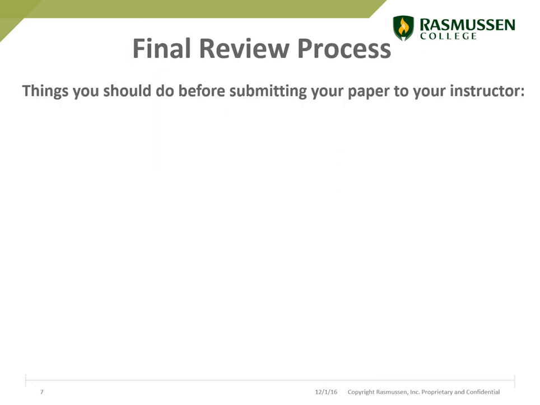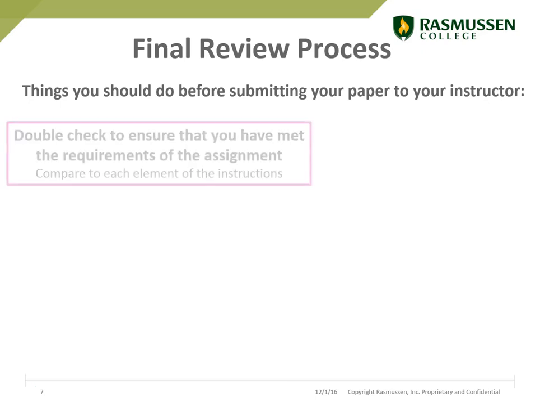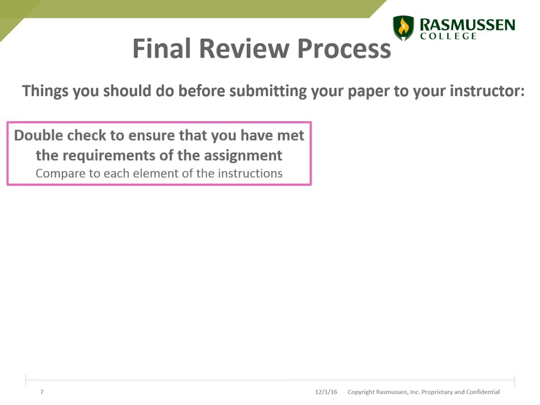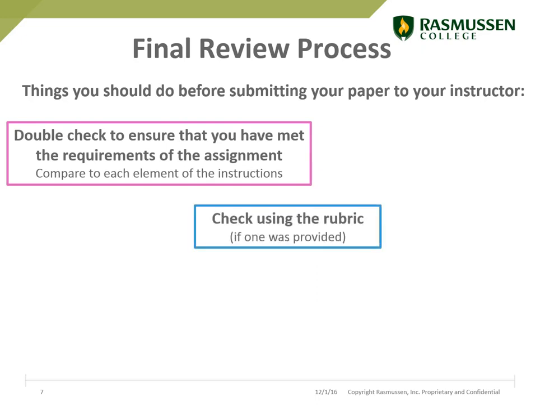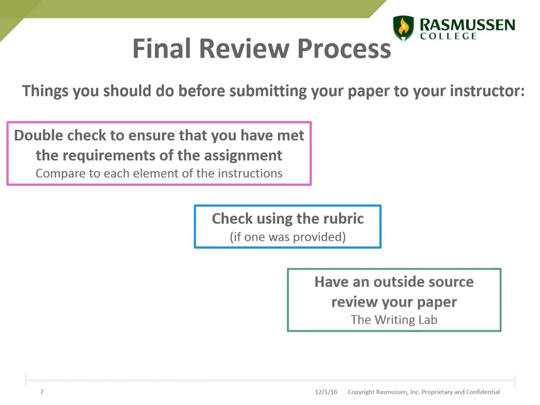Okay, now it's time for the final review process, and there are some things you'll want to do before actually submitting your paper to your instructor. You'll want to double check to ensure that you've met all the requirements of the assignment. If one was provided, you'll also want to check using the rubric. Also, have an outside source review your paper to see if it makes sense to them. This might be another student in your class, this might be a family member or a friend.